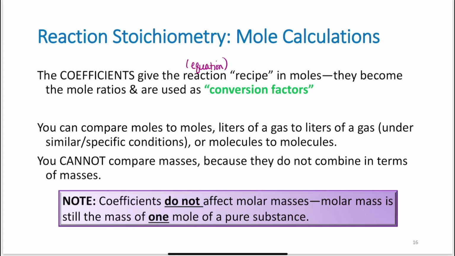So note the coefficients do not affect your molar masses. The molar mass is still the mass of 1 mole of a pure substance. What we do is we take that molar ratio and we multiply it by whatever we're given, whether it be grams or moles of a species. We're going to do some examples and show you in a sec how we can get through that. That molar ratio is still correct. We're just going to figure out how much of a fraction, either greater than or less than 1, we have compared to that mole ratio or molar mass ratio that we're going to be using.